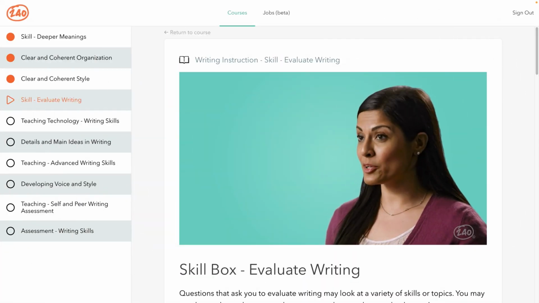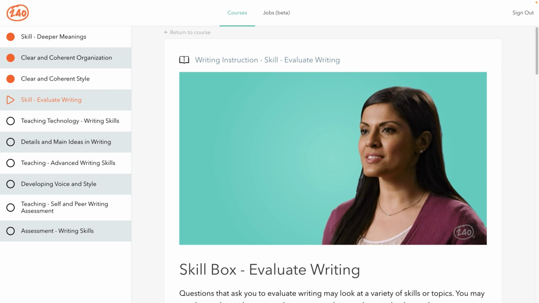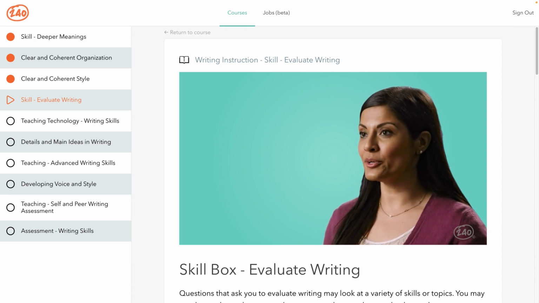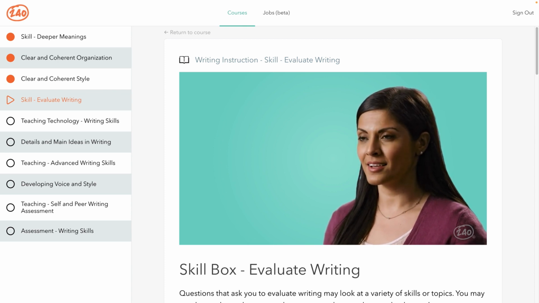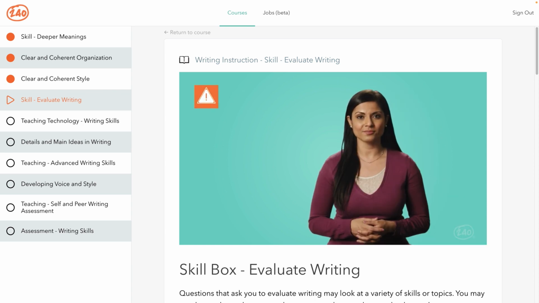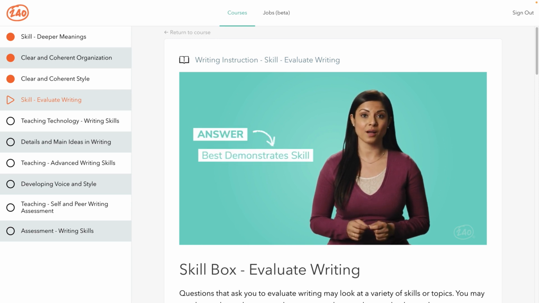Questions about writing may be tricky for the test taker because evaluating writing can be subjective. What sounds clear to you may not be the most concise phrasing according to the test. The nuances of the English language come into play when evaluating writing. So what can you do about it? Look for the answer that best demonstrates the skill or topic in question.